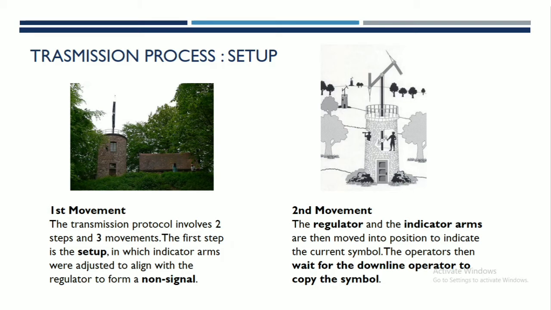The transmission process consists of two steps. The first step is setup, and the second step is completion. In the setup process, we have two movements. In the first movement, the indicator arm is adjusted to align with the regulator to form a non-signal as a starting point. In the second movement, the regulator and indicator arms move into a position to indicate the current symbol, and the operator then waits for the symbol to be copied by the downline operator.